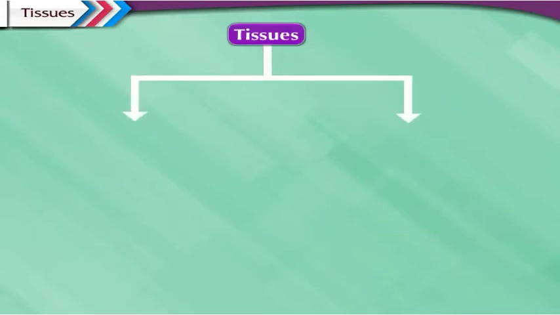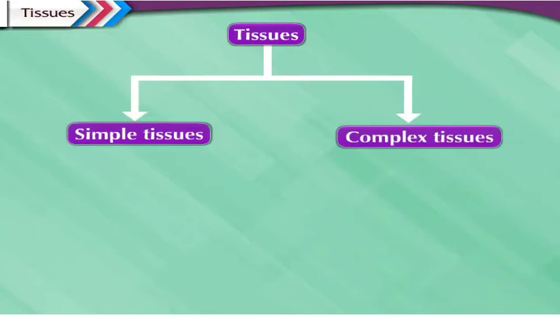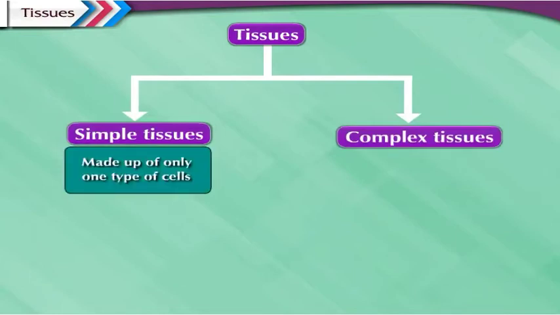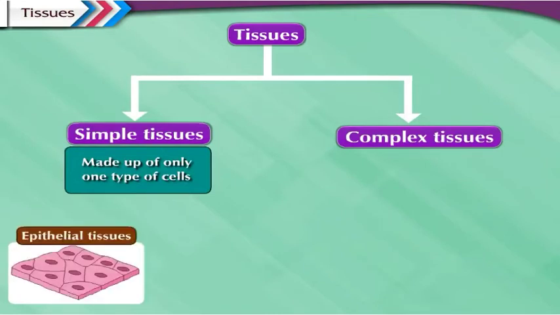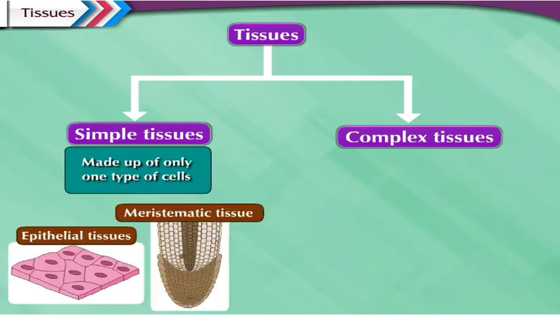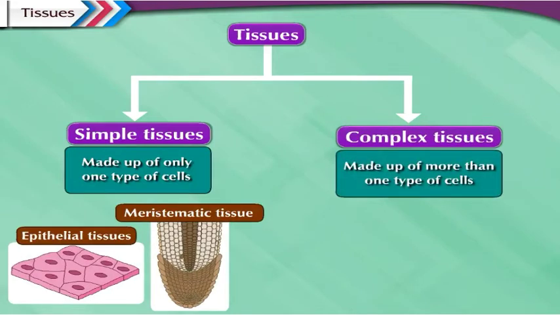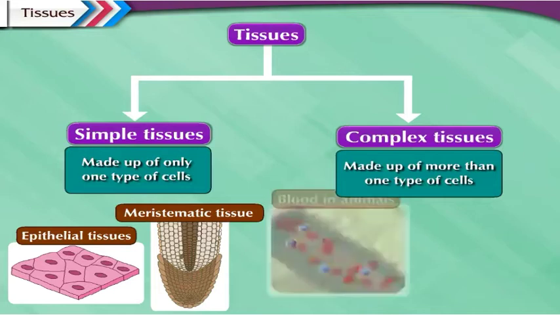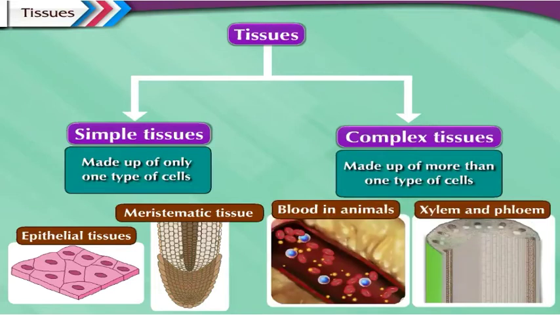Now let us understand more about tissues. There are two types of tissues: simple tissues and complex tissues. Simple tissues consist of only one type of cells. For example, epithelial tissues in animals and meristematic tissue. While complex tissues are made up of more than one type of cells. For example, blood in animals and xylem and phloem in plants.